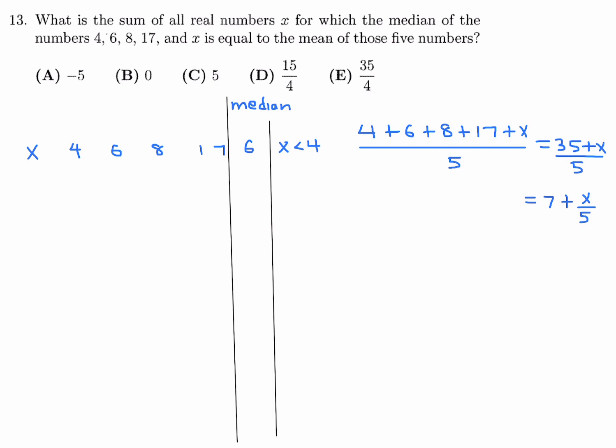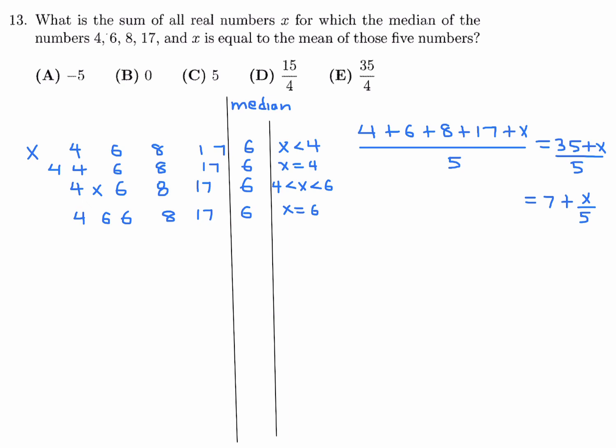Okay, next is when we squeeze the x here. In that case, x would be between 6 and 4, and the median again is 6. The next is when, well, I actually skipped one. How about when x is equal to 4? When x is equal to 4, it would be 4, 4, 6, 8, 17. The median is 6. Okay, what about when x is equal to 6? Then it would be 4, 6, 6, 8, 17. The median is also 6.